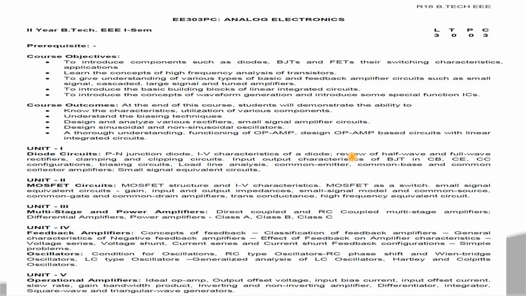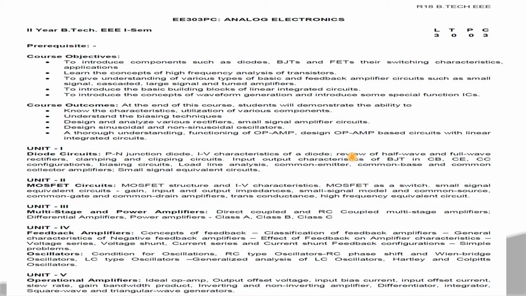Now let us move to the first topic, that is diode circuits. It comes under unit 1. First I want to introduce the entire course, chapter 1 to chapter 5. Then again we'll move to the diode course. Here in chapter 1 we have the diode circuits.